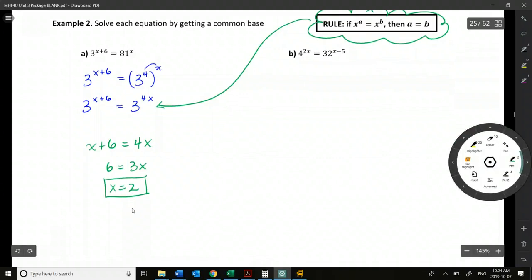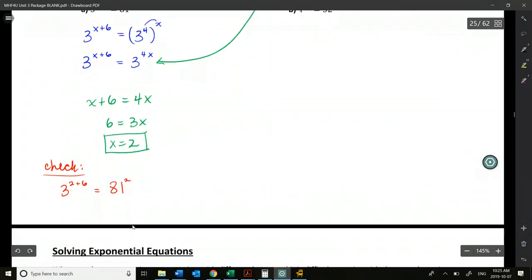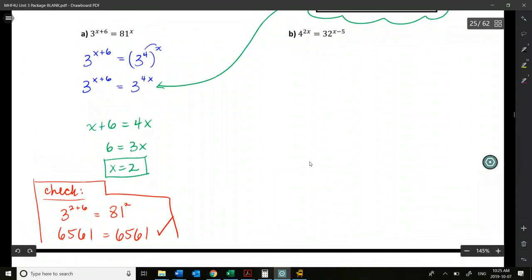How can I check my work? Plug in 2 from equation. Okay, so let's check. Is 3 to the exponent 2 plus 6 equal to 81 to the exponent 2? That's the question. Is 3 to the 8 equal to 81 to the exponent 2? What are they both equal to? 6, 5, 6. Okay, so I know my answer must be right then. Great. So we should always know if our answers are correct for these ones. I can always check.